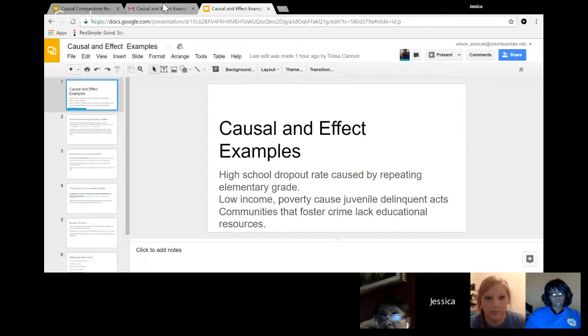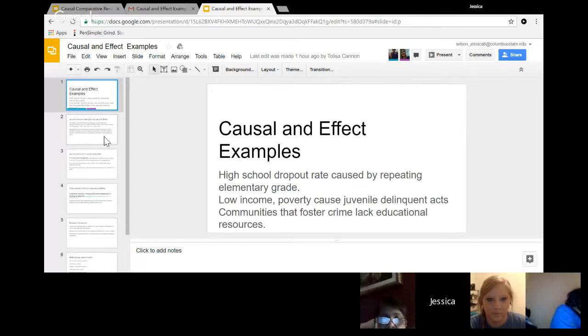Okay. Now, what I am seeing is my first screen, causal and effect examples. Is that what you have? Yes. Okay. Thank you so much. No problem. I'm pulling it up somehow, but I can't see you guys, so just bear with me. Okay. I use causal and effect examples as in high school dropout rates are caused by repeating an elementary grade, or low income poverty caused juvenile delinquent acts. Communities that foster crime lack educational resources.